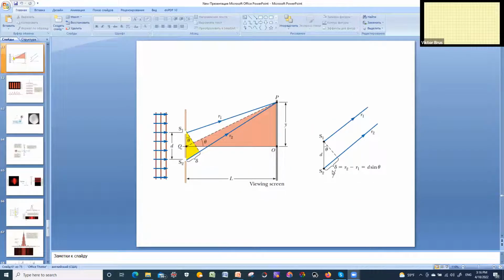So here on this image, we can learn a bit more in detail about this interference from two slits. There is some distance d between the two slits, and distance L from the slits to the observing, viewing screen.